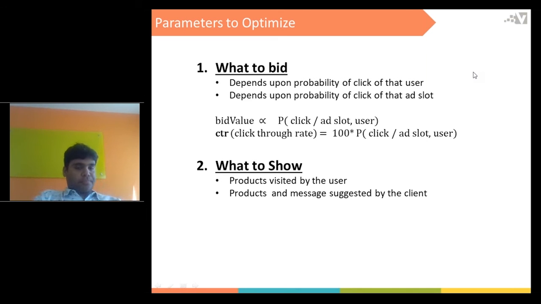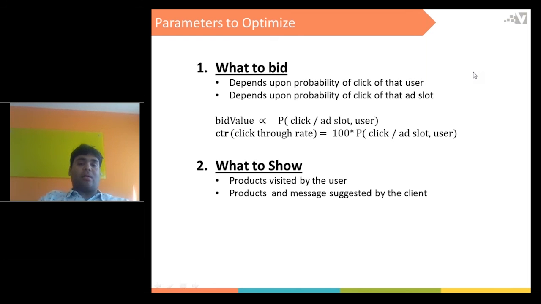Bid value depends on other factors also, but the probability of click is one of the major factors. In our terms, we call this probability of click CTR, also known as click through rate, which is nothing but a percentage of probability, 100 times the probability. For all the further discussions, I'll call this probability CTR.